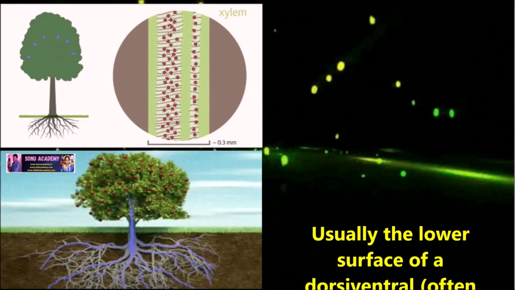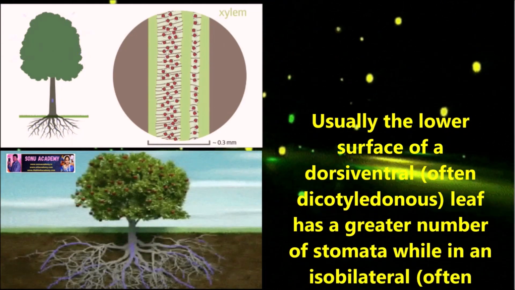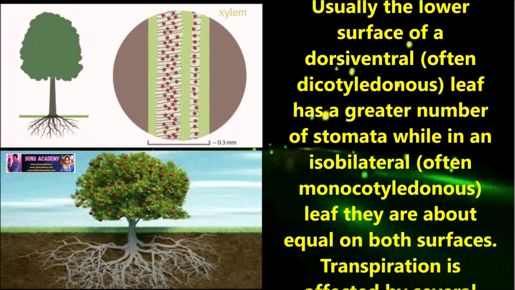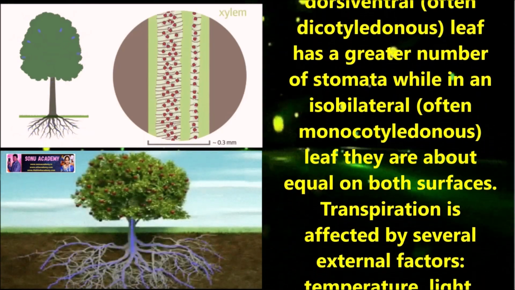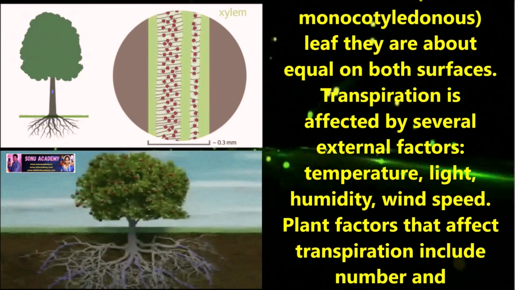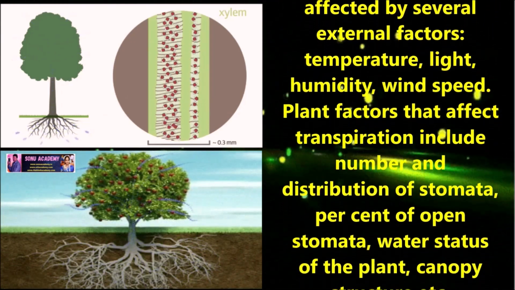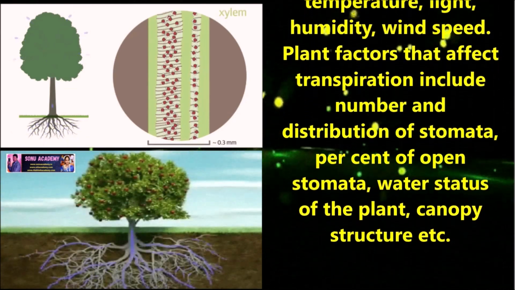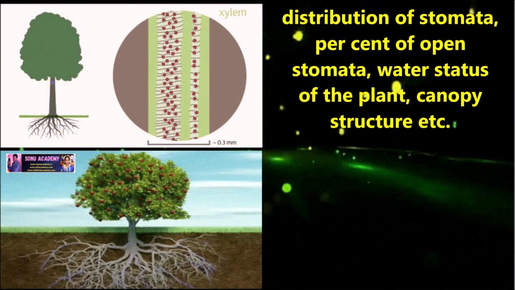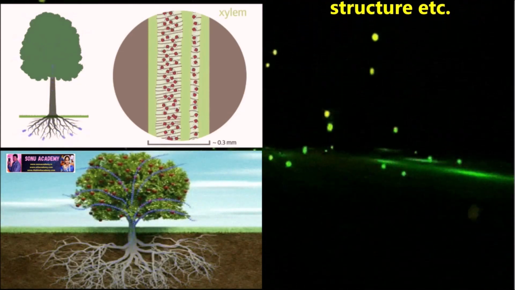Usually, the lower surface of a dorsiventral leaf has a greater number of stomata, while in an isobilateral leaf they are about equal on both surfaces. Transpiration is affected by several external factors like temperature, light, humidity and wind speed. Plant factors that also affect transpiration include the number and distribution of stomata, percentage of open stomata, water status of a plant, canopy structure, etc.